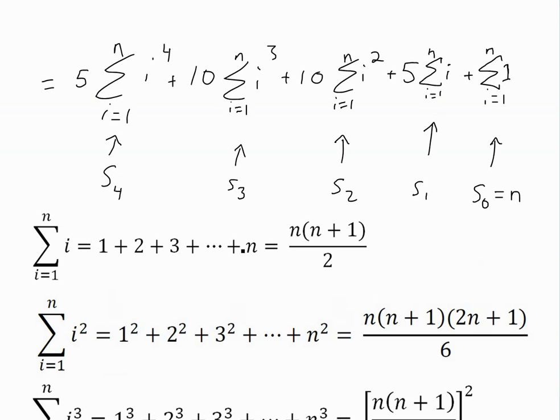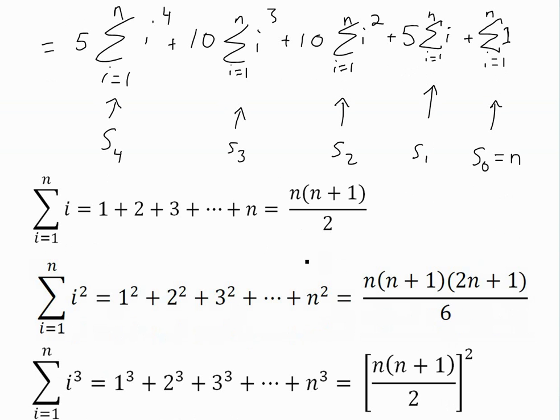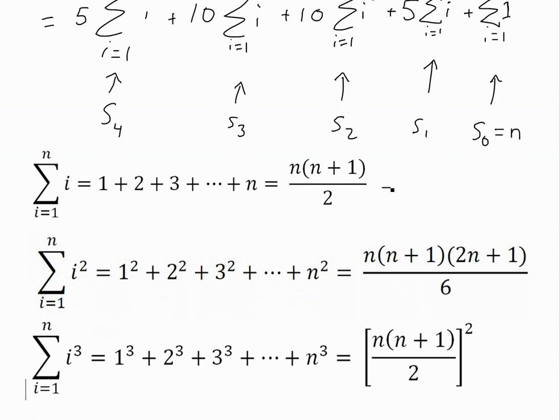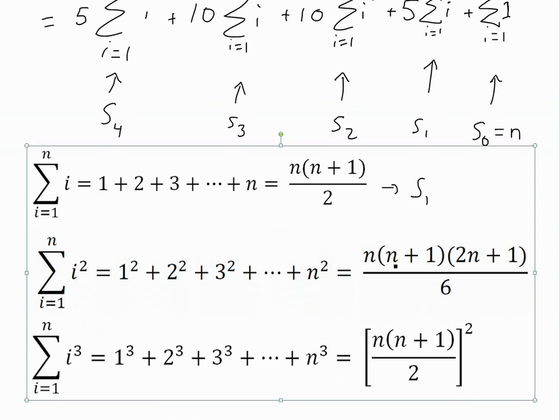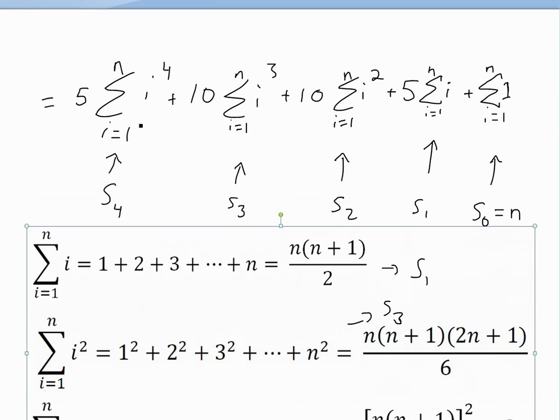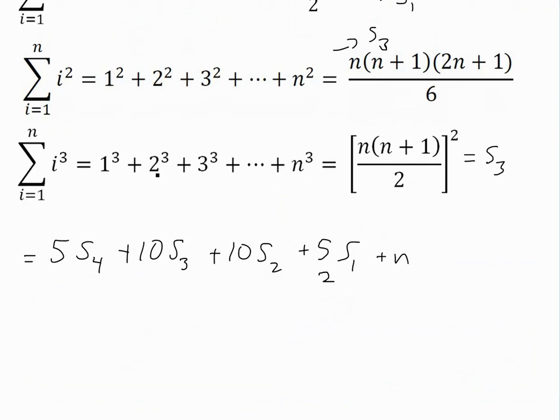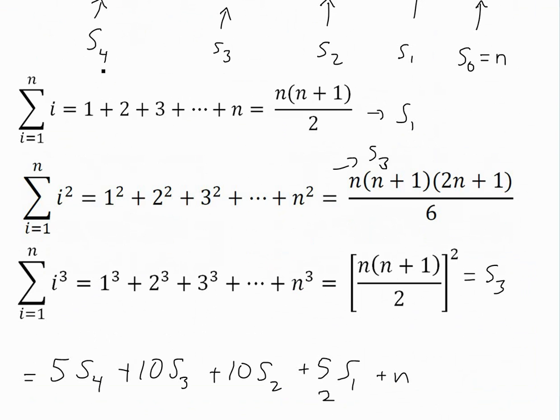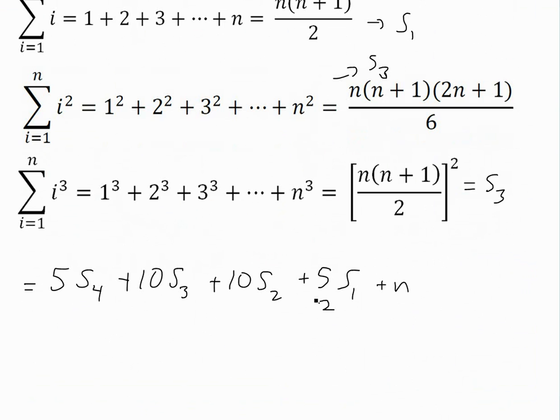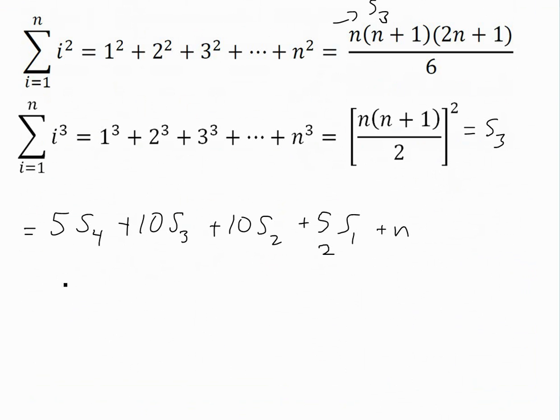And now I'm going to use the formulas that I proved in my earlier videos. So this one is for S1, this is S2 right here, and this is S3 right here. So these are the formulas we get. We can just plug these in and then solve for our S4, or this i to the power of 4 right here. Here I've written this part using the new notation: S4, S3, S2, S1, and then the n right here.